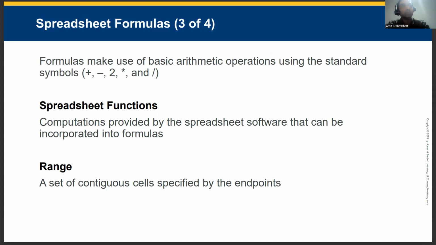In addition to basic arithmetic, spreadsheets come with built-in functions such as sum, average, min, max, and count. These functions make your formulas shorter, easier to read, and less error-prone. Another important term here is a range, which refers to a continuous block of cells like A1 to A10 or C3 to F3. Ranges are useful when writing formulas because they let you apply functions to large sections of data at once. Understanding formulas and functions is essential for building efficient spreadsheets.